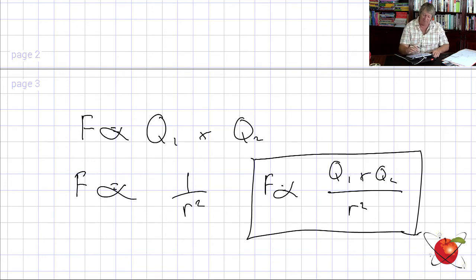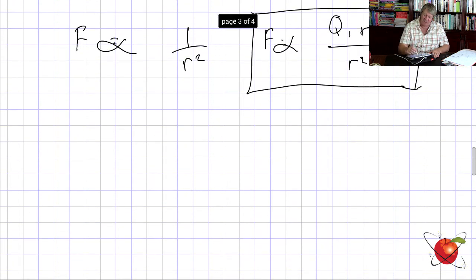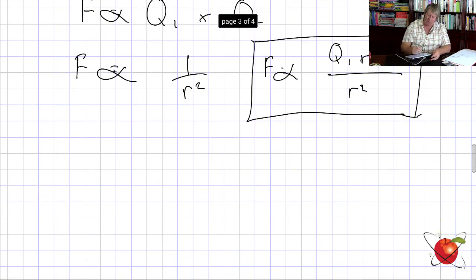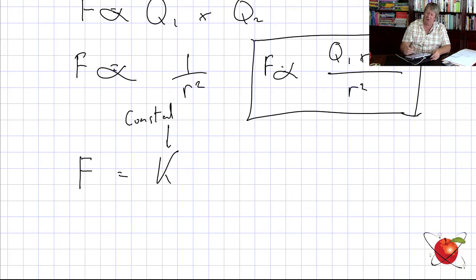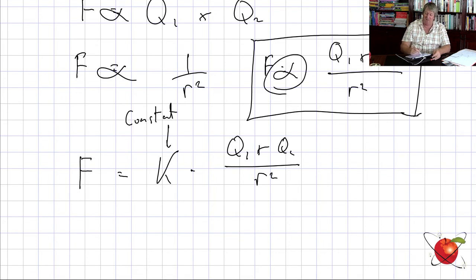What does that mean? Well, it means now we've got that situation there of proportional. The next step is we don't want proportional, so we introduce what is called a constant of proportionality. F equals k, this is our constant of proportionality, times Q1 times Q2 over R squared. This k here lets us remove that proportionality sign and make it equal.